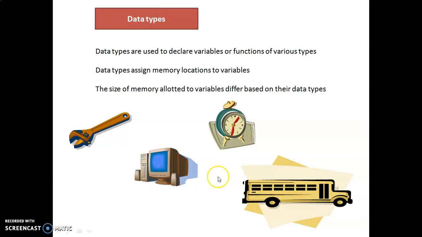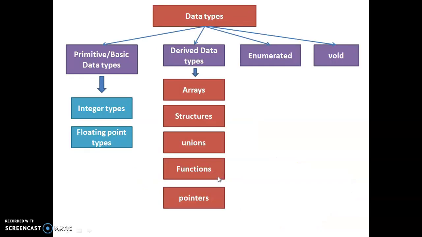So coming to data types, they are categorized into different categories: primitive or basic data types, derived data types, enumerated data types, and void data type. In this video, we discuss primitive data types. In the later videos, we discuss derived and other data types. Now, what are those primitive data types?